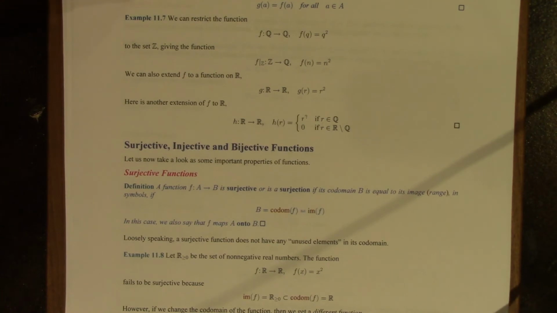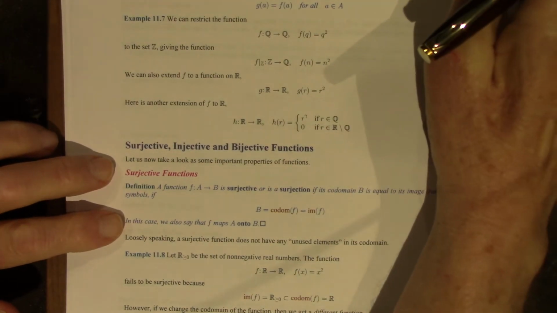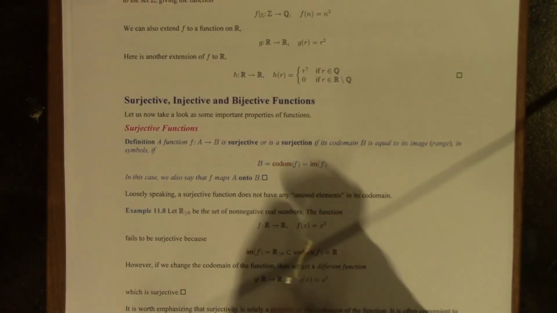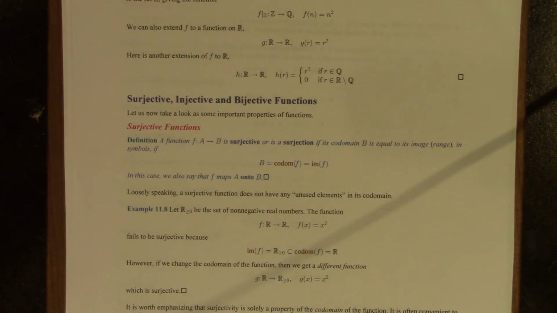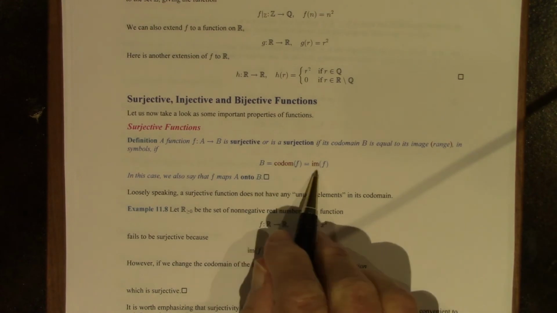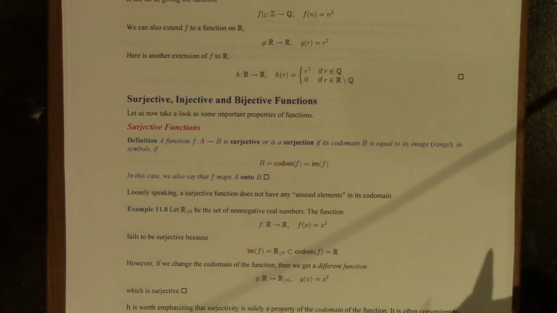Let's talk now about some important properties of functions. We've already discussed surjectivity, but let's take a little bit closer look. A function f from A to B is surjective, or a surjection, if its codomain is equal to its image or range. And this is what it looks like. And then we can say that f maps A onto B rather than into B. It always maps into B, but the surjective functions map A onto B.